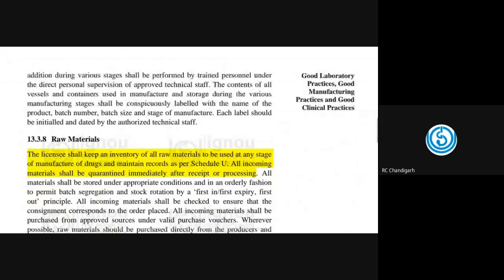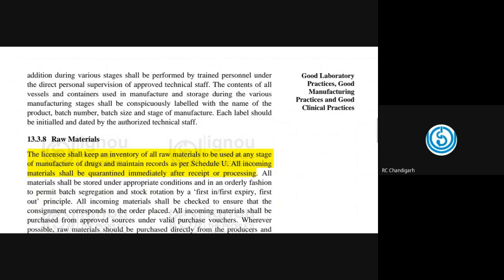Raw materials. The licensee shall keep an inventory of all raw materials to be used at any stage of manufacture of drugs and maintain records as per Schedule U. All incoming materials shall be quarantined immediately after receipt or processing. All materials shall be stored under appropriate conditions and in an orderly fashion to permit batch segregation and stock rotation by a first in, first expiry, first out principle.